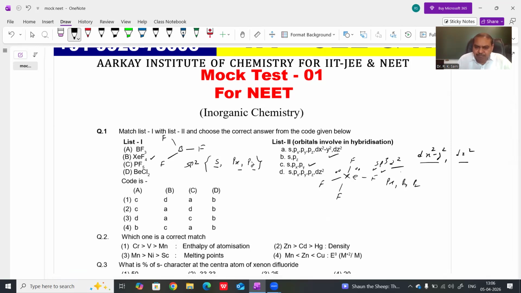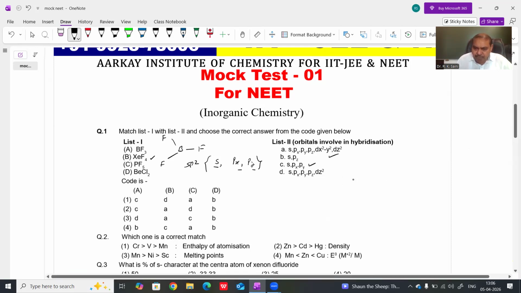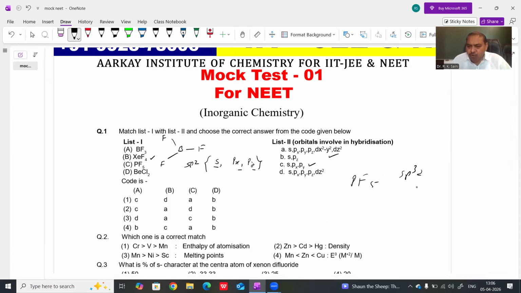In PF5, the hybridization state is sp3d. In sp3d, two geometries are there. First, trigonal bipyramidal is most common, in which the d orbital is dz square, namely one s orbital, all three px, py, pz, and dz square are involved in this hybridization state. Therefore, PF5 is similar to PCl5.